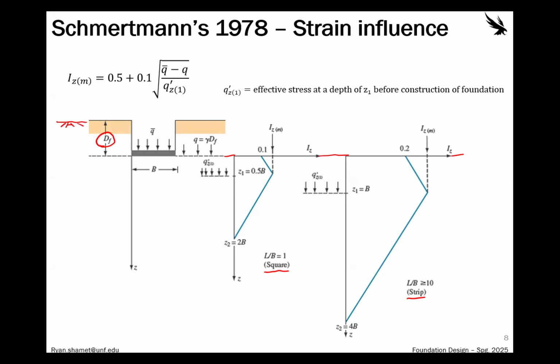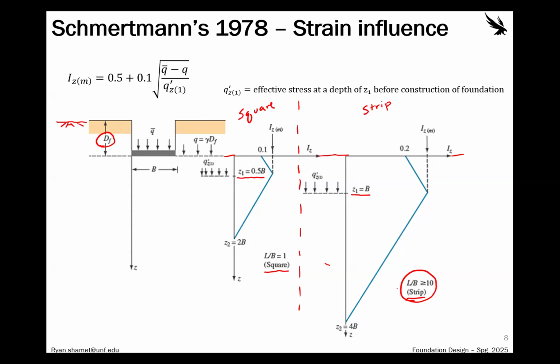It's going to increase to a value of Iz, which is the maximum influence. And this is going to occur in two cases, at a depth of Z1 or B, if we are talking about a strip footing. I'm just going to put a dashed line here just to distinguish between these two. Or at a depth of 0.5 times the base if we're talking about a square. So this is the influence profile for a square footing. And then this is the influence profile for a strip footing.